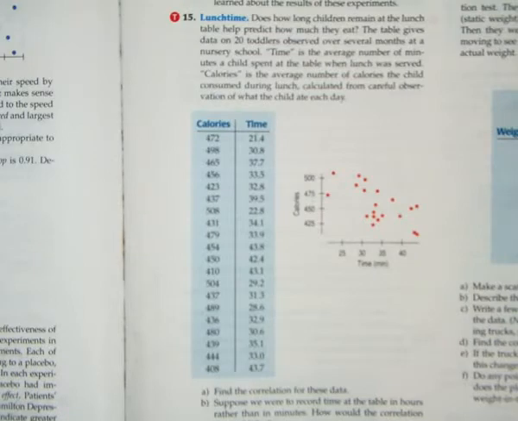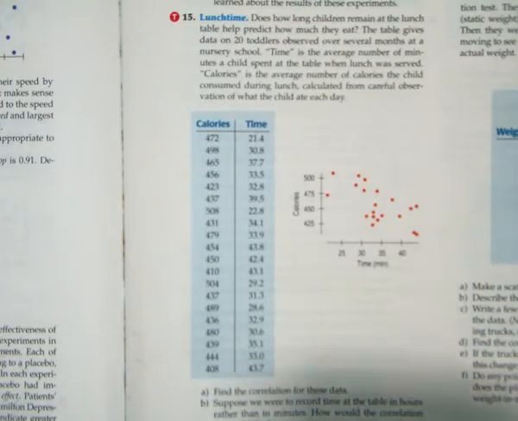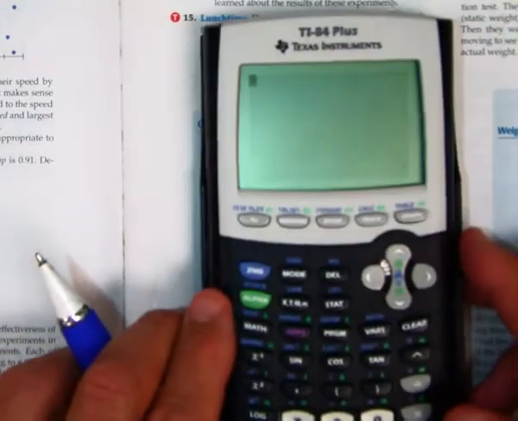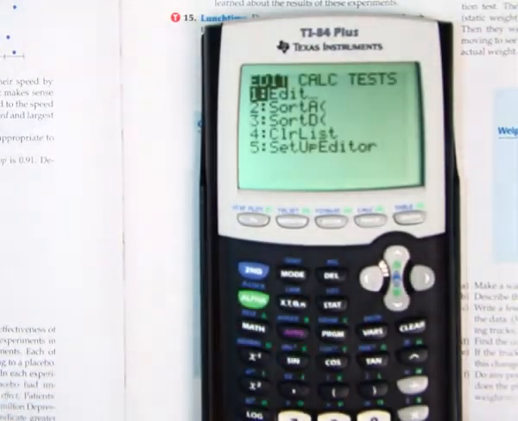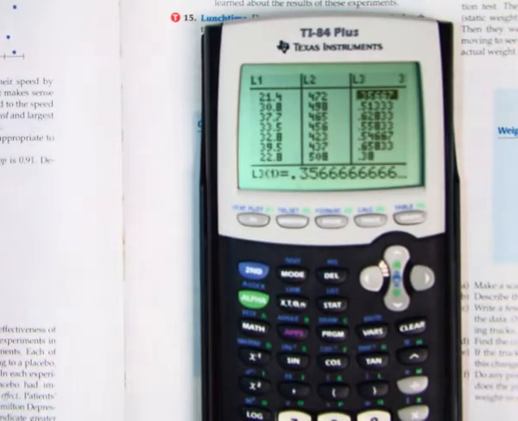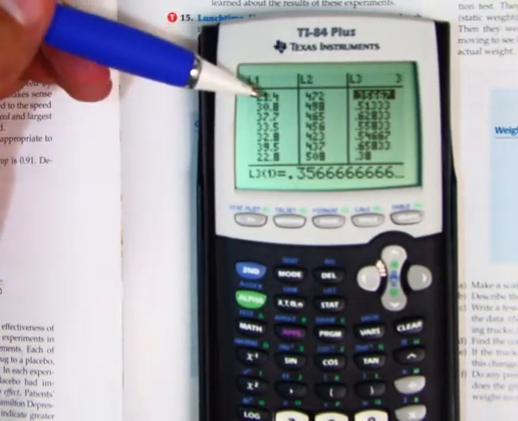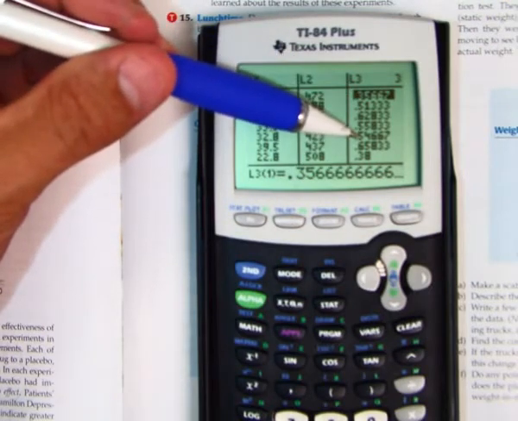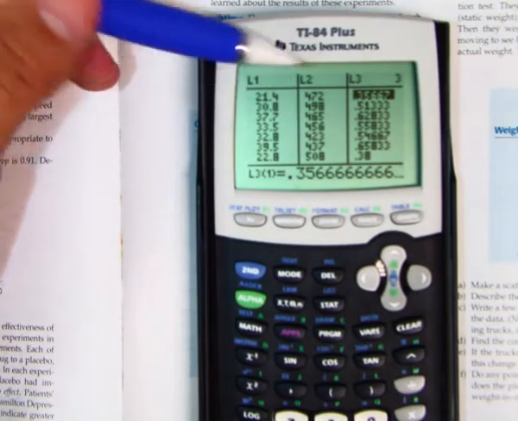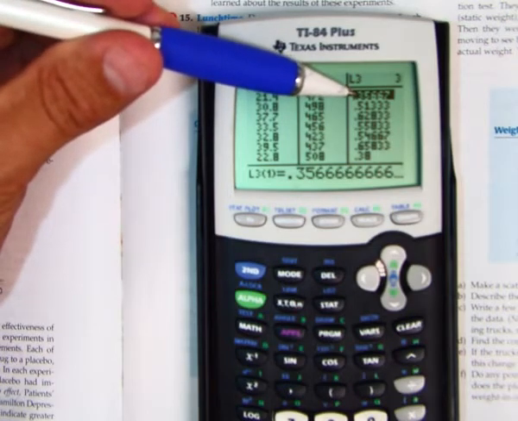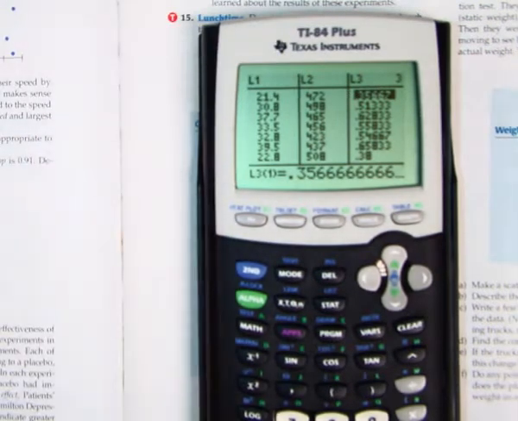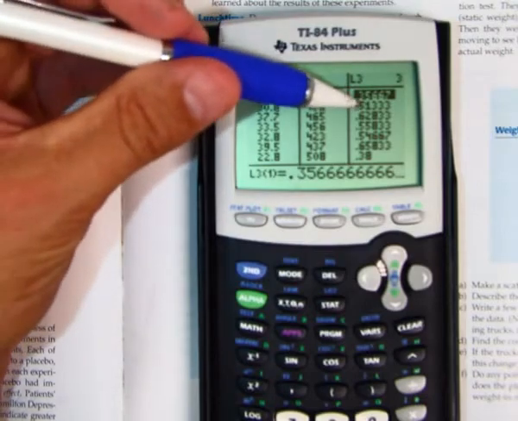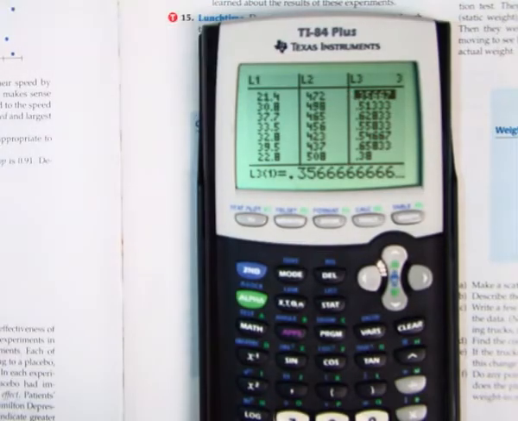Alright, the next question is, suppose we record the data in hours rather than minutes. You may already know the answer to this question, but I'm going to prove it to you. In L3, I took the minutes and divided by 60, so that's how many hours we would have. 21 minutes is 0.36 hours. 30 minutes, the second one, is about half an hour, so it's 0.5.